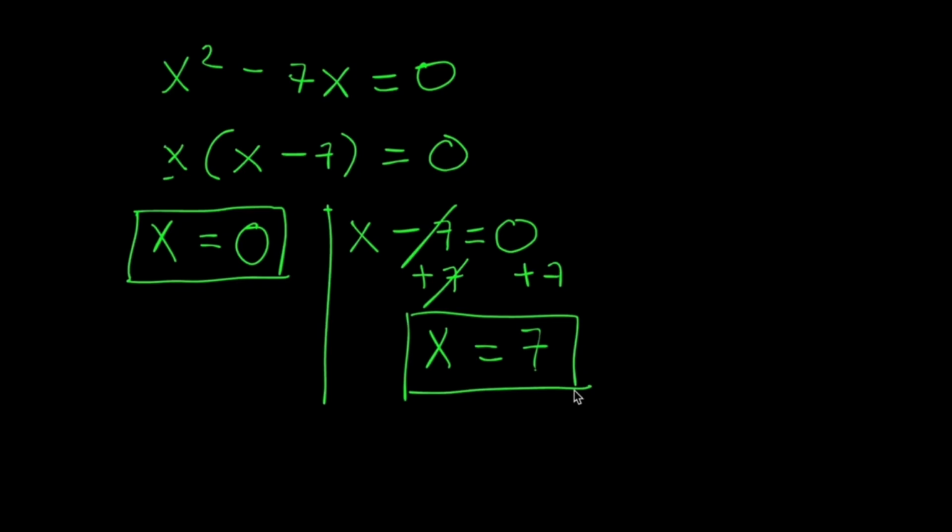We did it. The two solutions are x equals 0 and x equals 7. That means x can be 0 or 7, and this equation will still work.